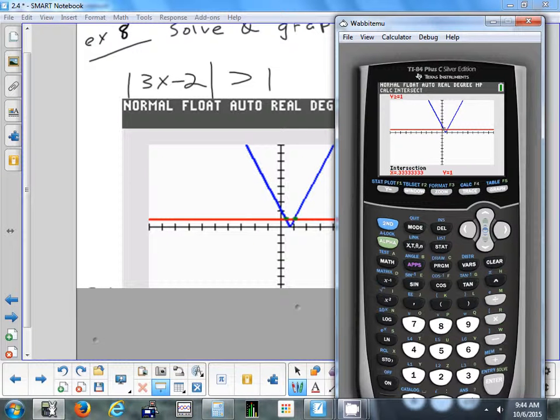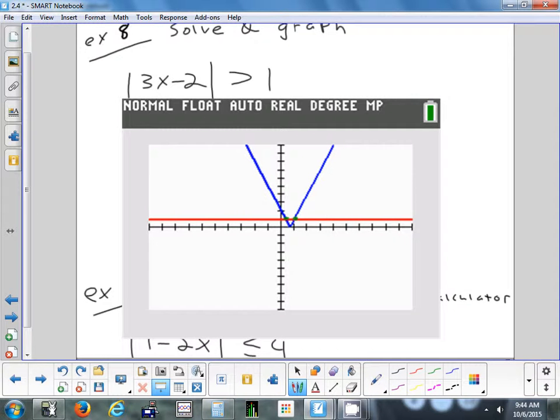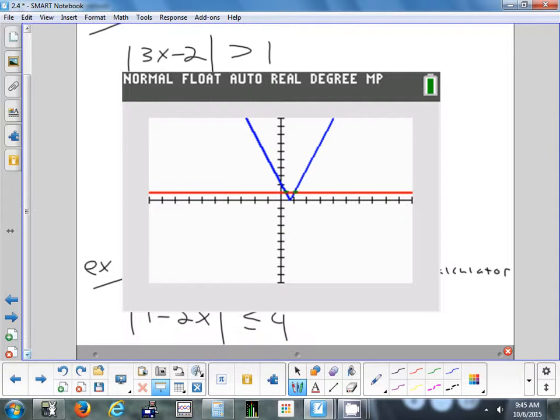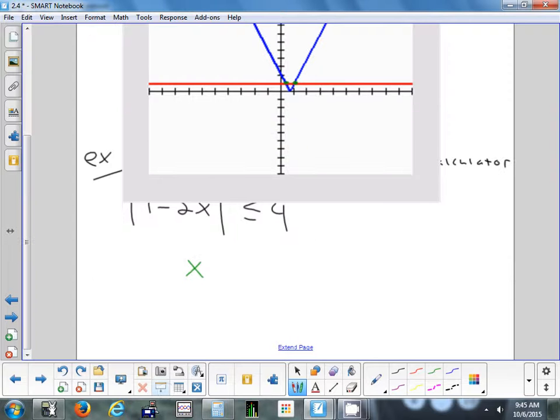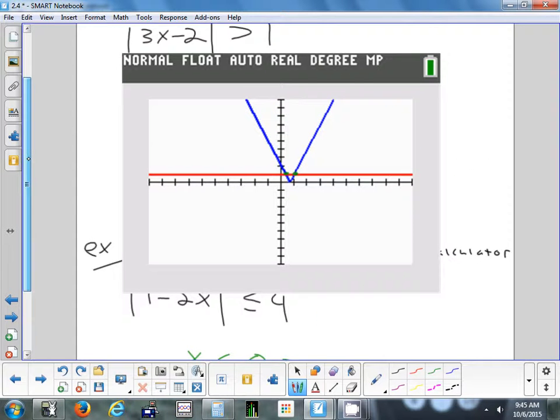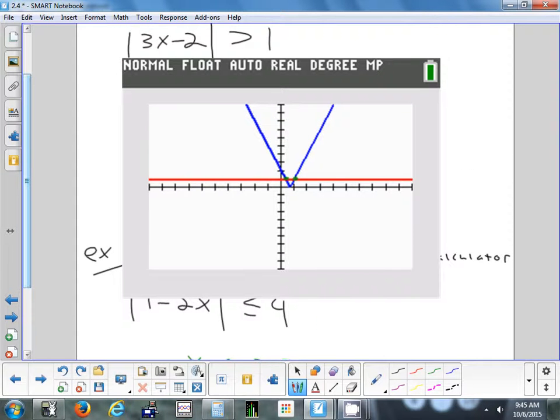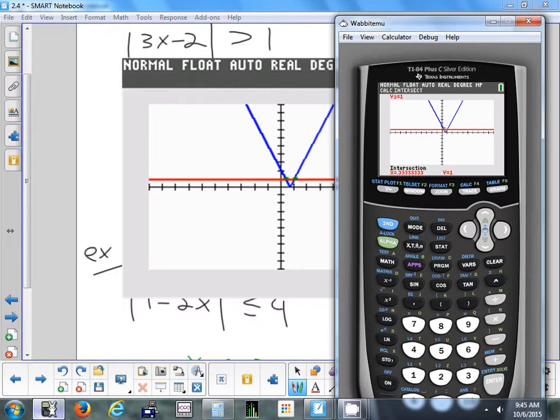Okay, 0.3 repeating, or 1/3. All right, so in this case, we've got x is, let's see, let's go back and look at it, less than or equal to 0.33. All right, and what else could we have? Let's look at the other one.